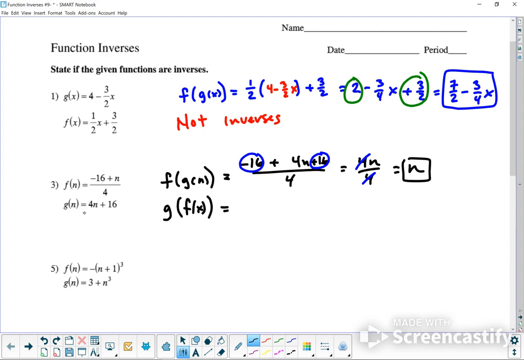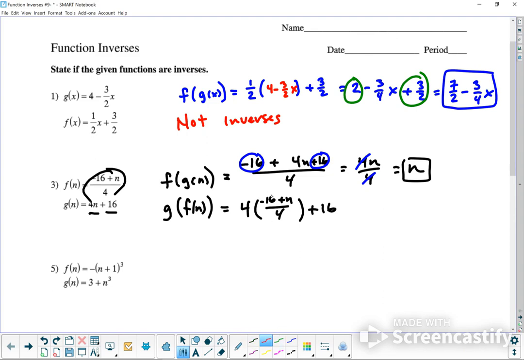So g is going to be this bottom function, so it'll be 4n plus 16. Instead of the n, I'm going to use the f of n. I keep using x. That should be an n. So instead of n, I'm going to use f of x, which is this. I'm going to put in negative 16 plus n over 4. And we'll see what we can do.